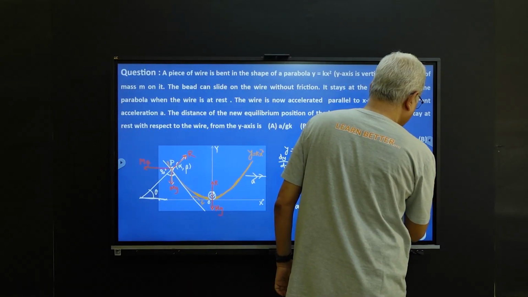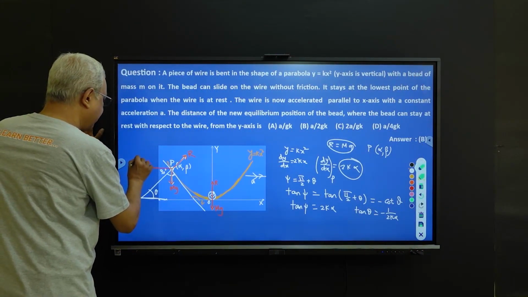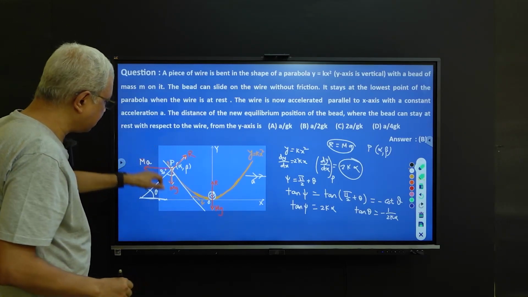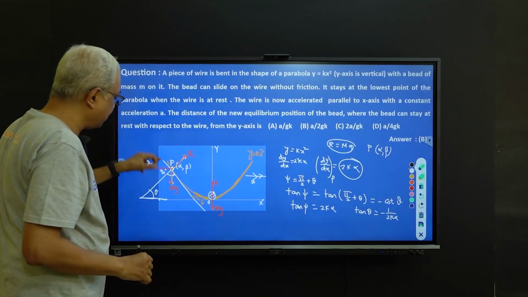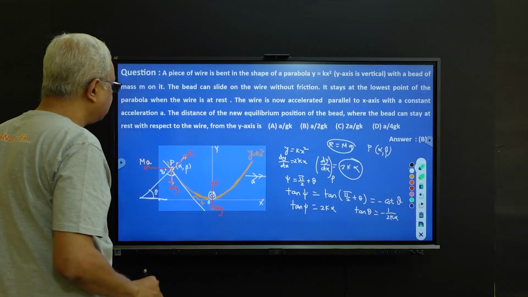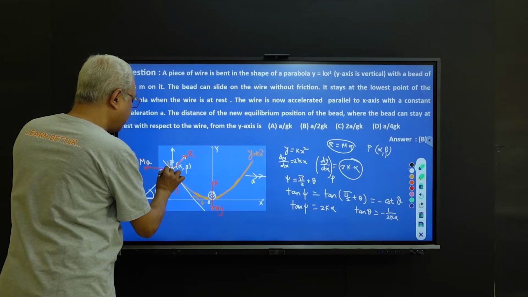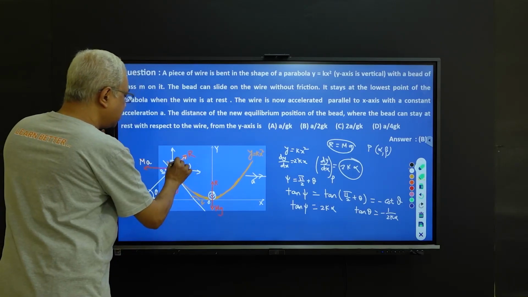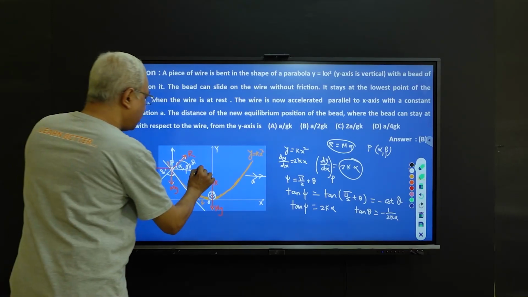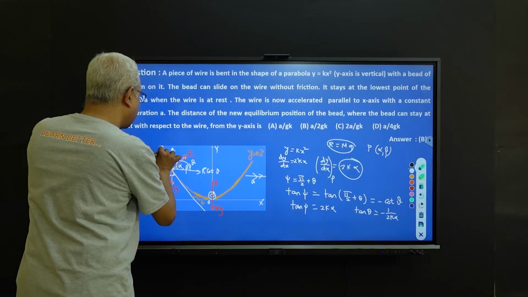Okay, so there is no doubt because it is an accelerated frame. So here it is m times a in the opposite direction. And since the bead is at equilibrium with respect to the wire, these three forces must balance each other. So if I take the components of R in the vertical and horizontal direction, if this angle is theta, this angle is also theta. So this component of R is R cos theta, and this component of R is R sin theta.